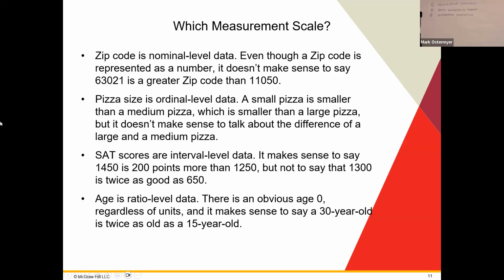All right, so ladies and gentlemen, what do you think about these right here? Zip codes. What kind of level of measurement do you think zip codes would be? Would it be nominal, ordinal, interval, or ratio? What would be your guess? Zip codes.